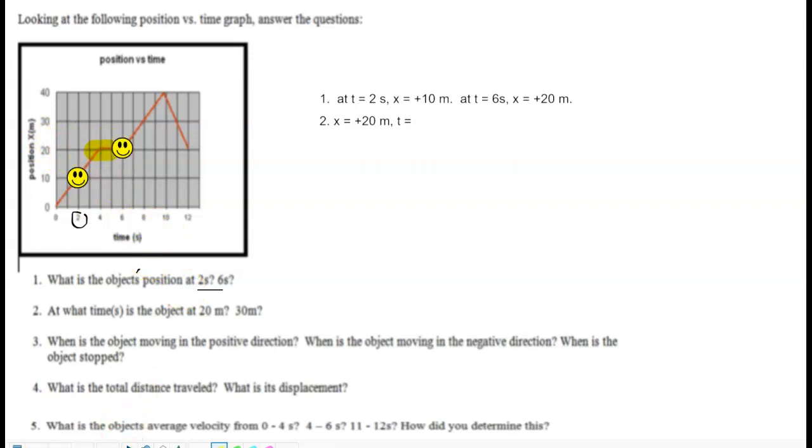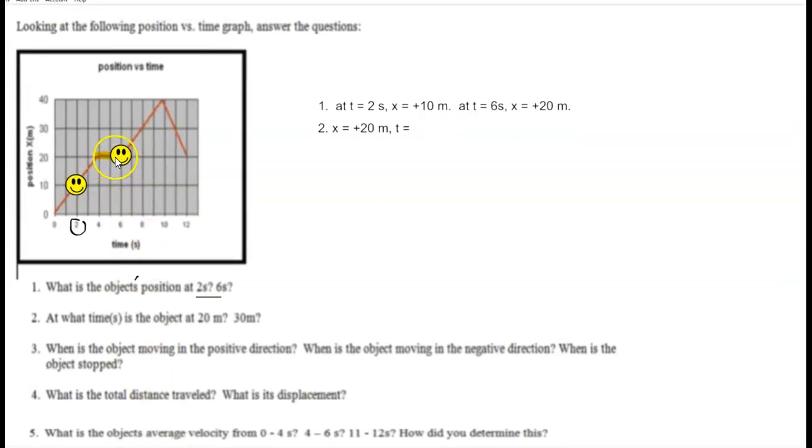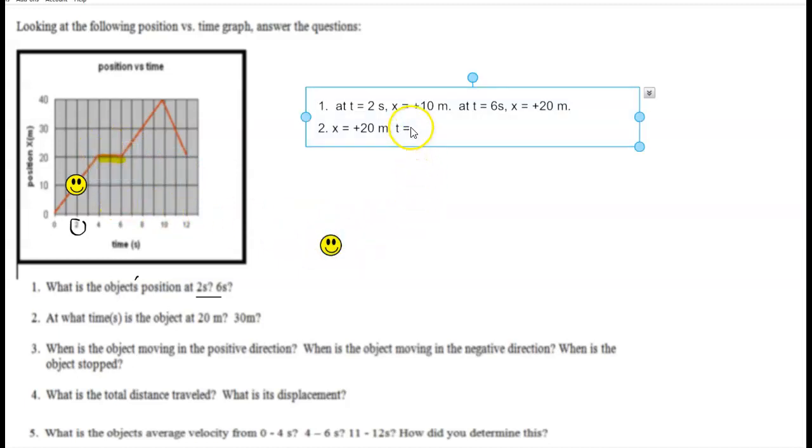Let me redo that. Okay, this will be a little cleaner. So starting here, it looks like going over. So that little section that I have there, and it looks like that's from 4 to, get rid of the smiley face. It looks like it's from 4 to 6. So 4 to 6 seconds is when it's at a positive 20.